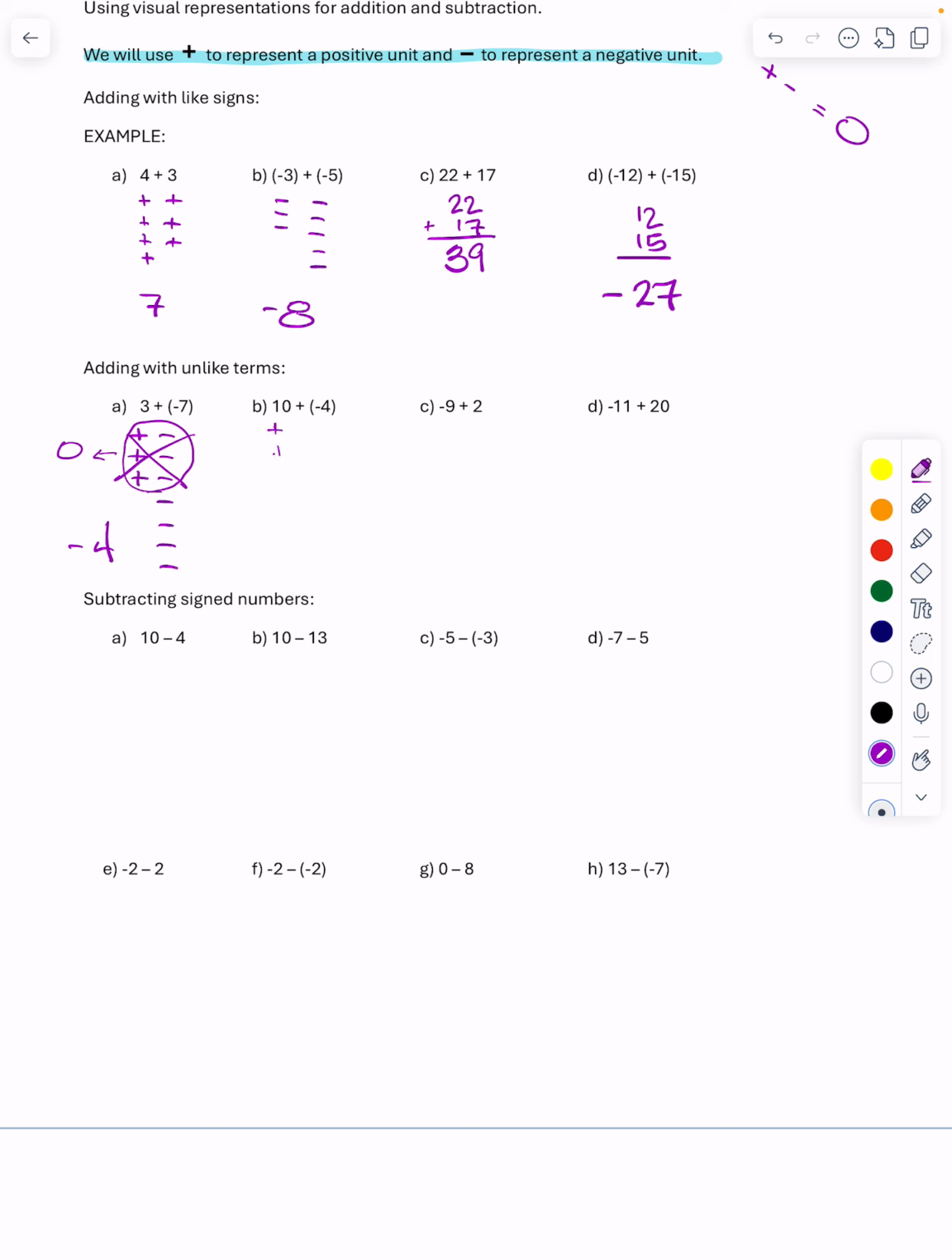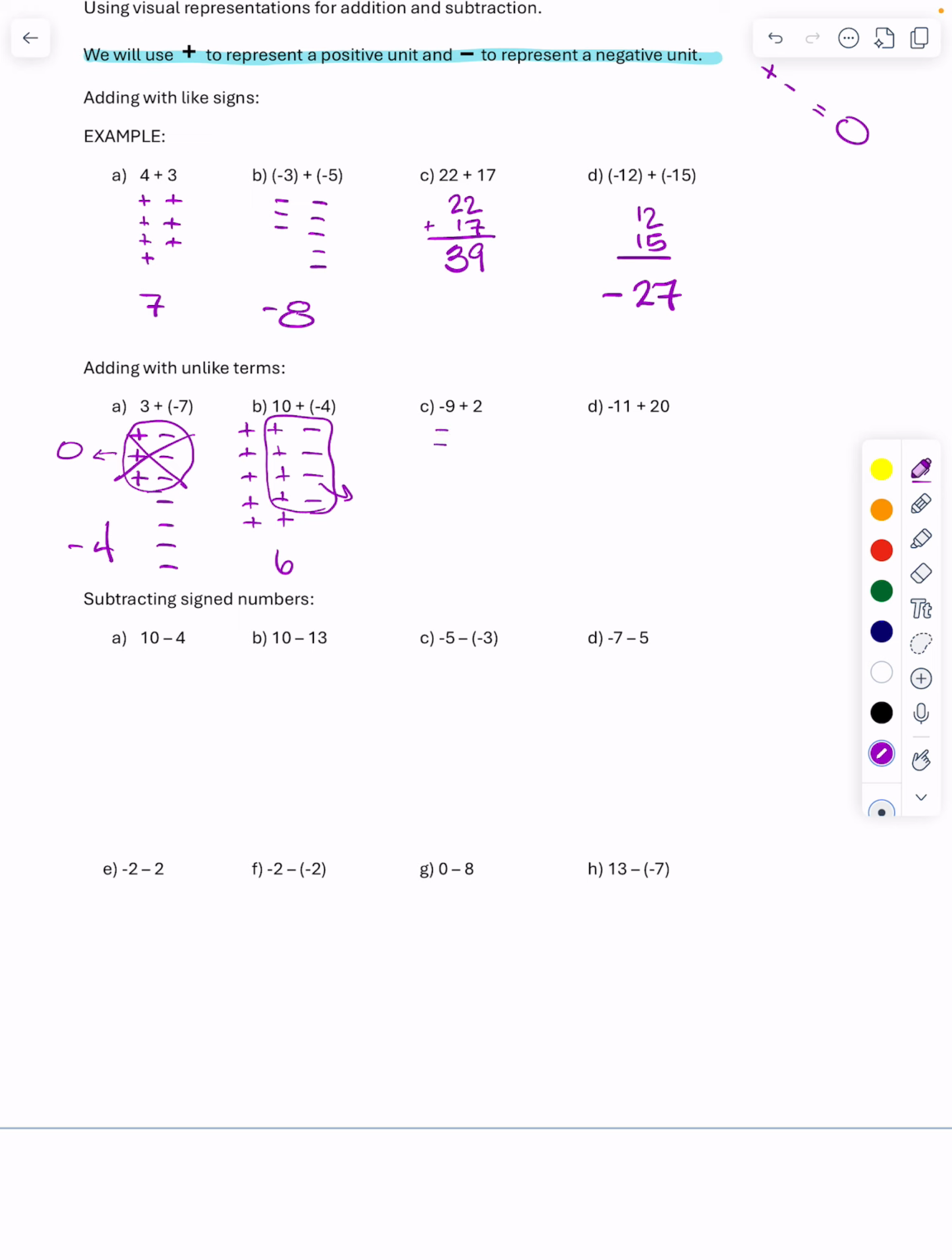B. I've got positive 10, negative 4. I'm adding these together. Here's my big 0. These cancel out. I'm left with 6. So when we're adding two numbers that have the opposite sign, we end up taking the difference and keeping the sign of the larger number.